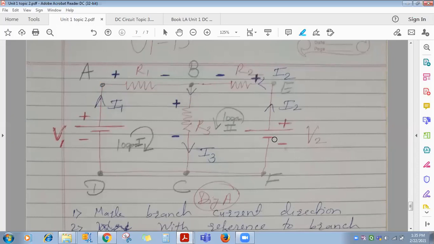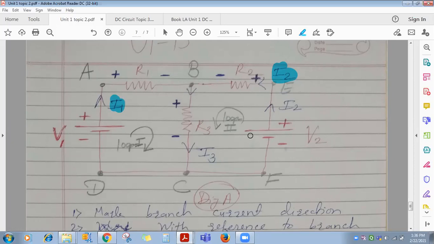Now find out how many unknowns are there. Two unknowns are there, I1 and I2, and the third equation, I3 is equal to I1 plus I2. So only two unknowns are there. Once we get I1 and I2, easily we can find out I3. To find the values of these two unknowns, two equations will be required, and for two equations, apply KVL to any two loops.